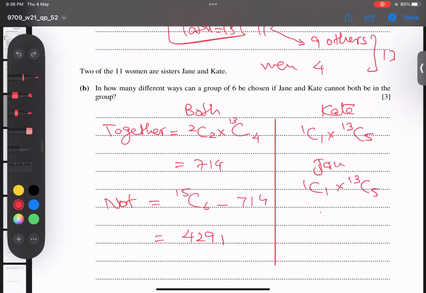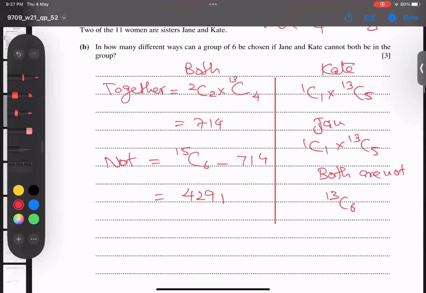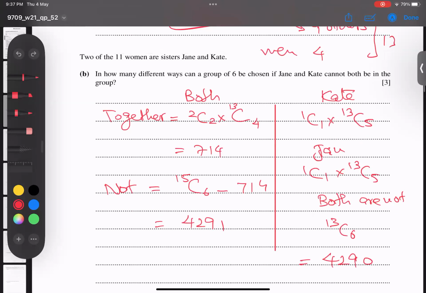And last, both are out, both are not there. So 13C6. So let's find this one. What is the total coming for all together? 13C5 times 2 plus 13C6. So the answer is coming 4290. Okay, I don't know why a difference of one is coming, but wait a minute, let me check again.